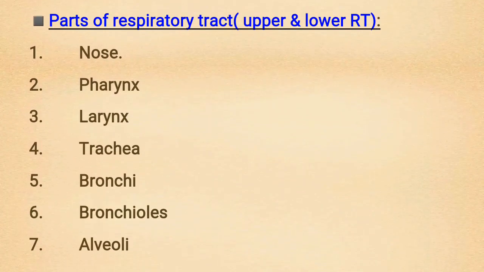Parts of respiratory tract: number 1, nose. Number 2, pharynx. Number 3, larynx. Number 4, trachea. Number 5, bronchi. Number 6, bronchioles. Number 7, alveoli.